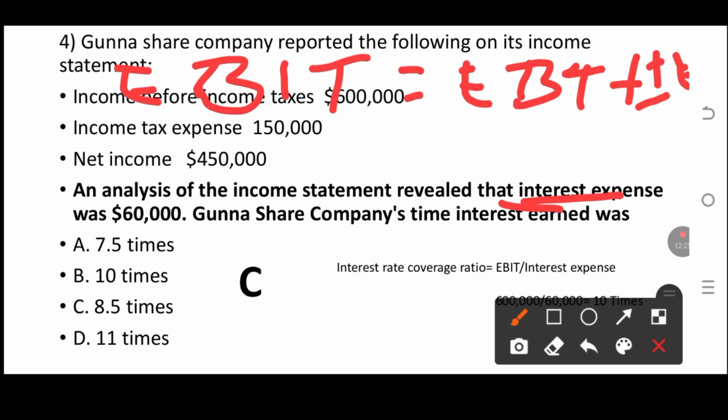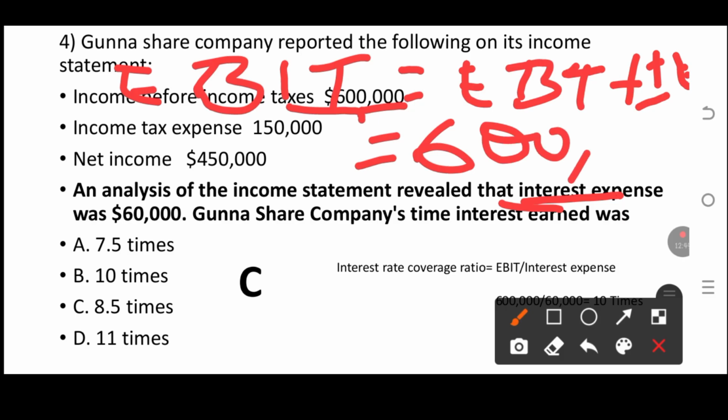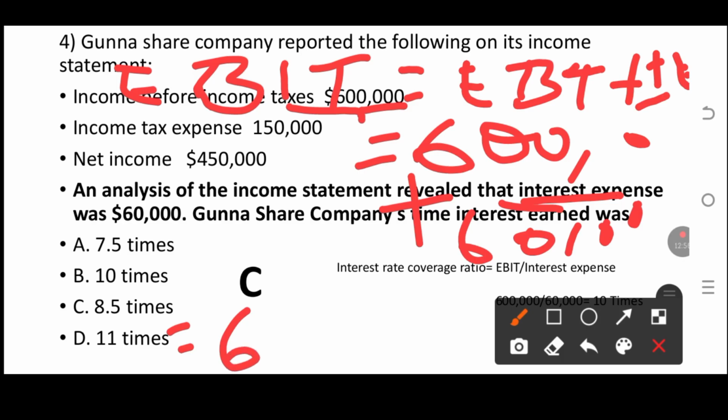This is given here, and $600,000 is income before income taxes. That is earnings before tax. So earnings before tax is equal to $600,000. Then $600,000 plus $60,000 is equal to $660,000. It becomes $660,000.